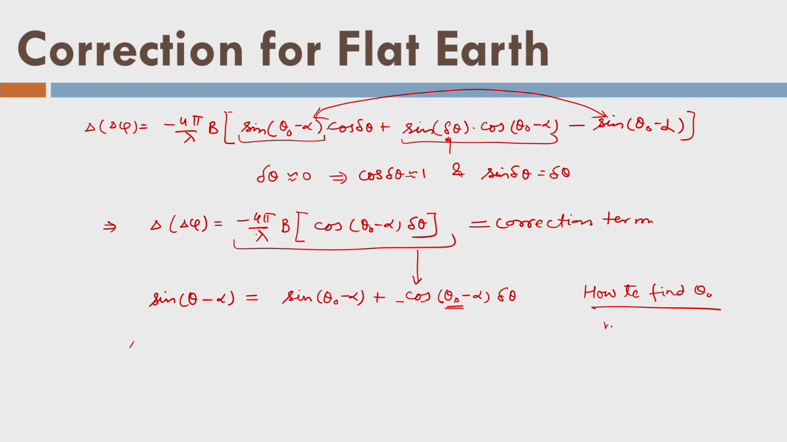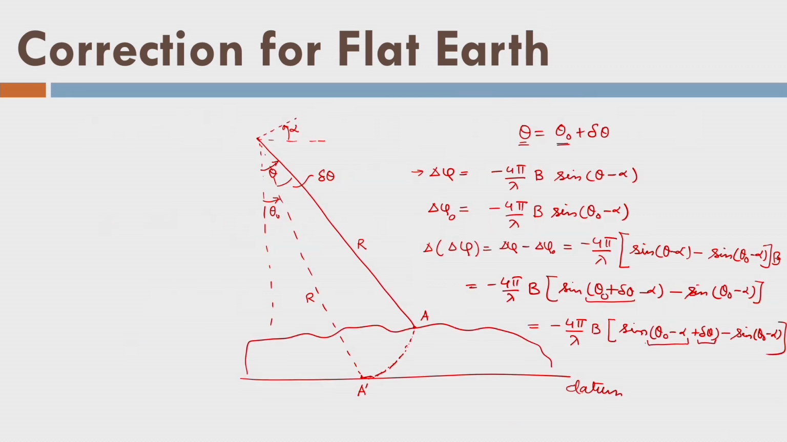We measure the theta, but we want to find out theta 0. So, what do we do here? We use a DEM that is already available. Then, using this range R, we project this point here and we find out the point A dash, and accordingly we find out the angle theta 0. So, this is the way we determine the angle theta 0 using the DEM which is already available.